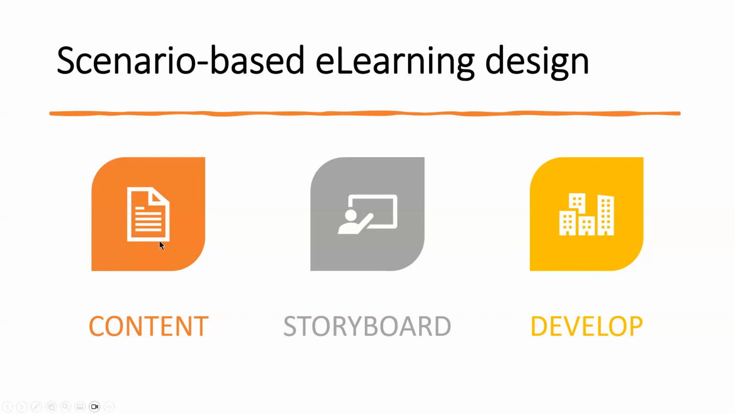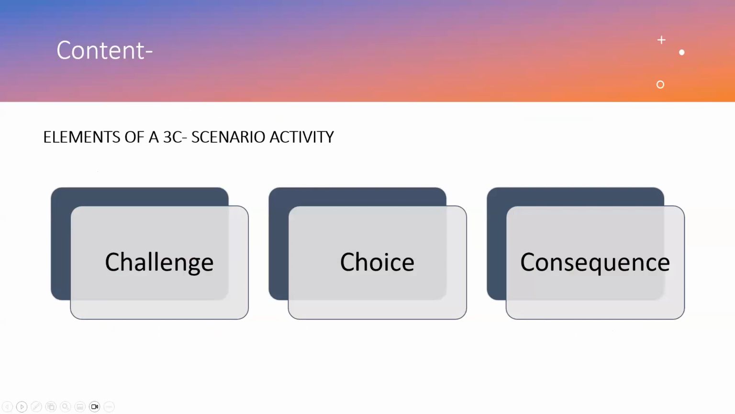So there are 3 elements that you need in your scenario-based activity. You need your content, which is what learners really want to learn. That's what you want to pass across to your learners. You're going to create a storyboard which explains the journey, the experience that your learner goes through, and then you develop the activity. So let's start with the content.